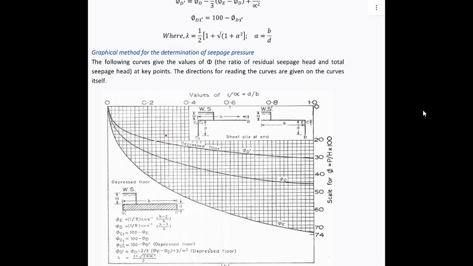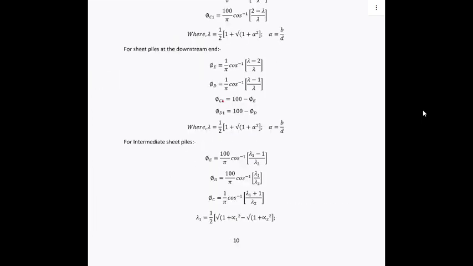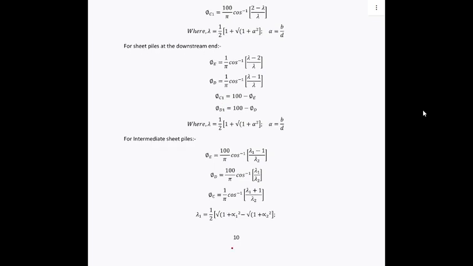Once you get it, then depending on what you are calculating, let's say, for example, you are calculating phi E, phi D, and phi E, phi D. All these are the configurations: pile in the upstream, pile in the downstream, pile in the case of a depressed flow. So in the case of upstream, downstream piles, you use phi E, phi D, and then you use this relationship up here to get phi C1, phi D1.